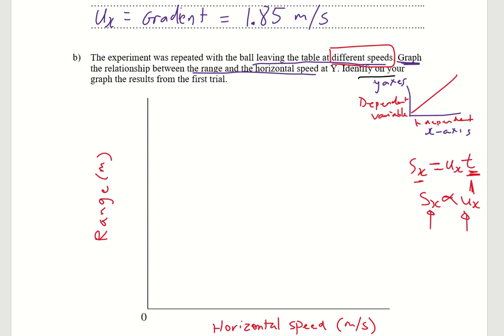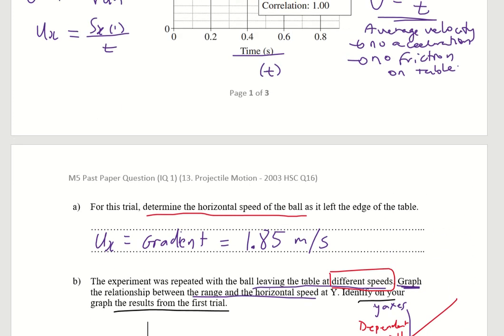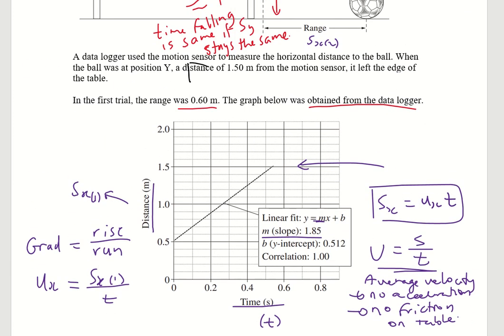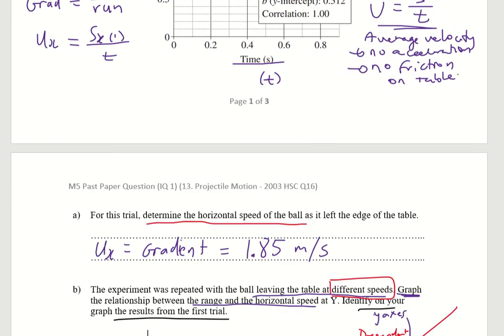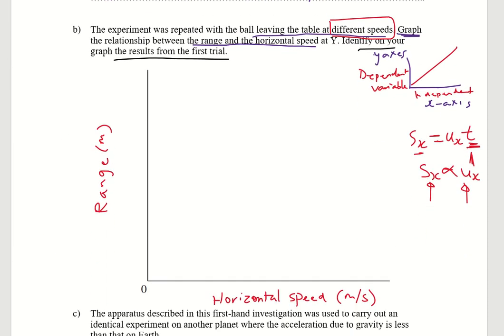It says, next bit, identify your graph, the results from the first trial. So from the first trial, we know two things. We know that the range was 0.6, and we know that the horizontal velocity was 1.85 meters per second. If I quickly do a little random graph here, I go up by 0.2, 0.4, 0.6, 0.8, and then 1.0. And then along this line we go 0.5.